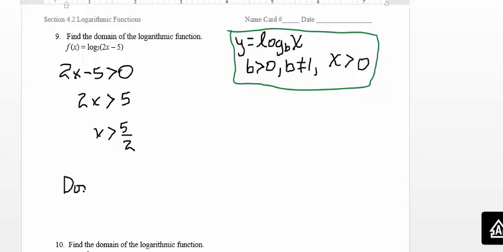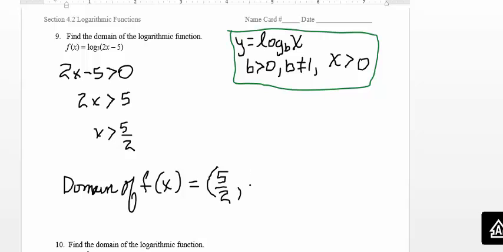So the domain of f of x is the interval of numbers that are bigger than 5/2, or to the right of 5/2. The 5/2 is not included, so I put a parenthesis beside the 5/2, and I can move indefinitely to the right of 5/2, and I signify an indefinite movement to the right with a positive infinity symbol. So this would be my domain in interval notation.